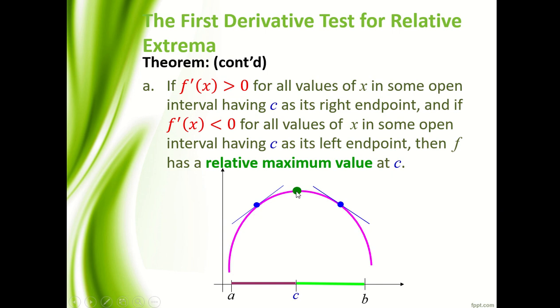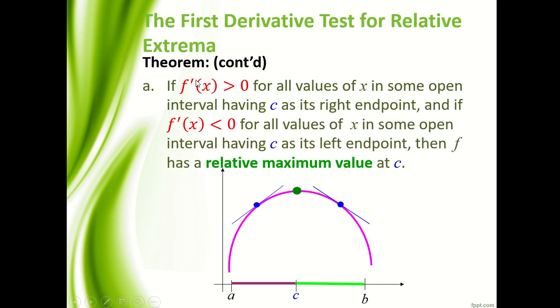And if f prime of x, the first derivative of the function, is less than 0, meaning negative, for all values in some open interval having c as its left endpoint, we are considering this point of tangency. This is our tangent line. So this time our c is on the left of this point of tangency. Then f has a relative maximum value at c. If you look at this picture, class, it clearly indicates that this is our relative maximum value. Take note of the condition here.